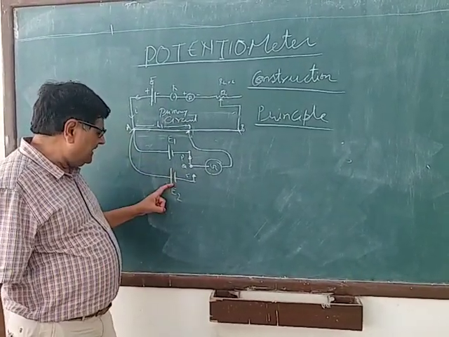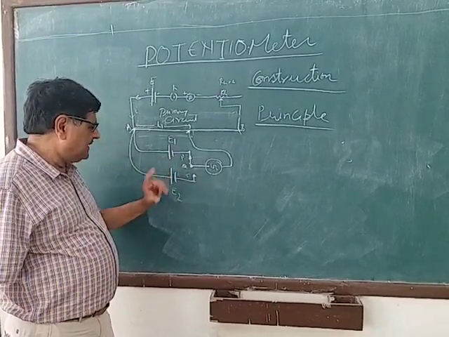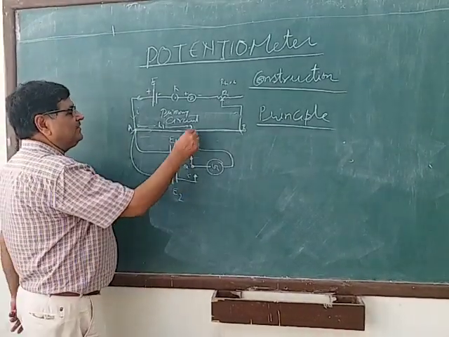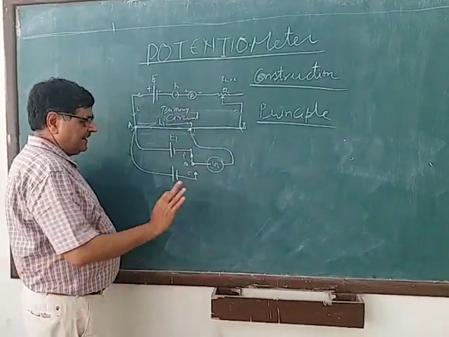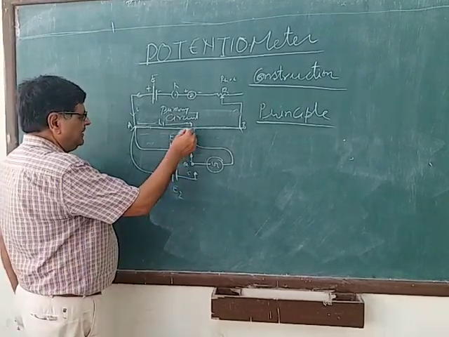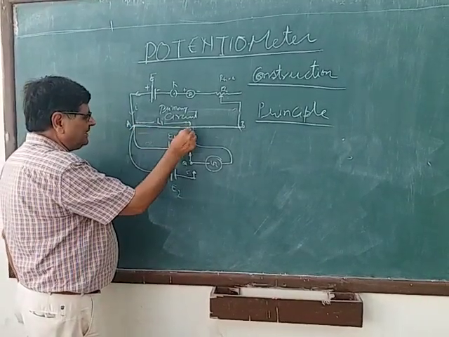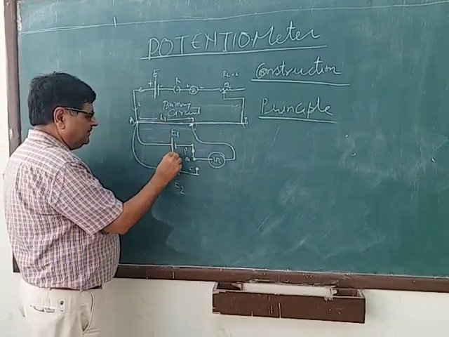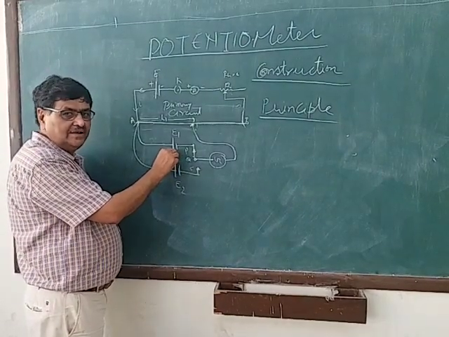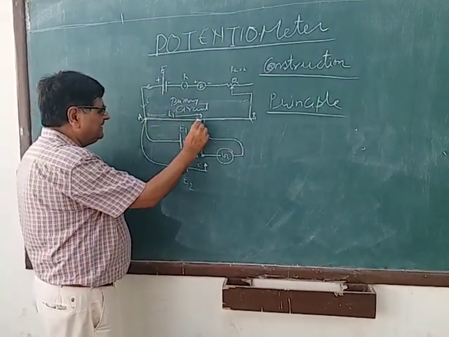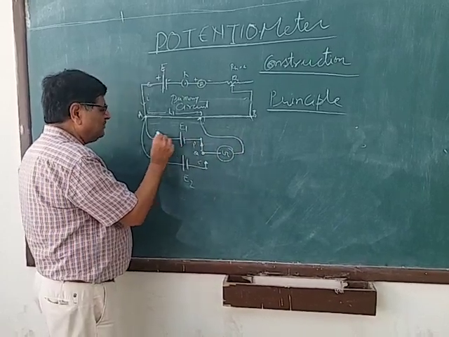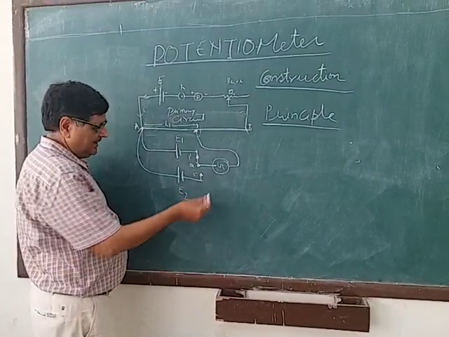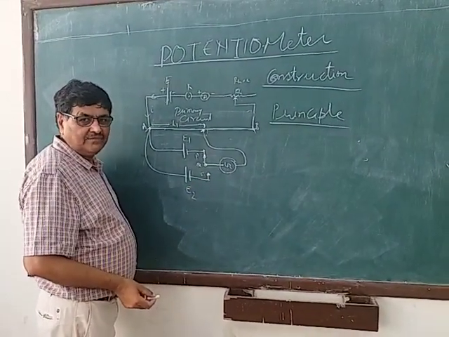Here you see that this cell is out of the circuit because it is not connected. Only this cell is connected. Now, why do we get zero deflection and why do we get two-sided deflection? I am just going to explain it. See, whatever the potential difference is between point A and J, it is equal to the EMF of cell E1. So in this circuit, there is no net potential difference. If there is no net potential difference, current will not flow and the galvanometer will give zero deflection.